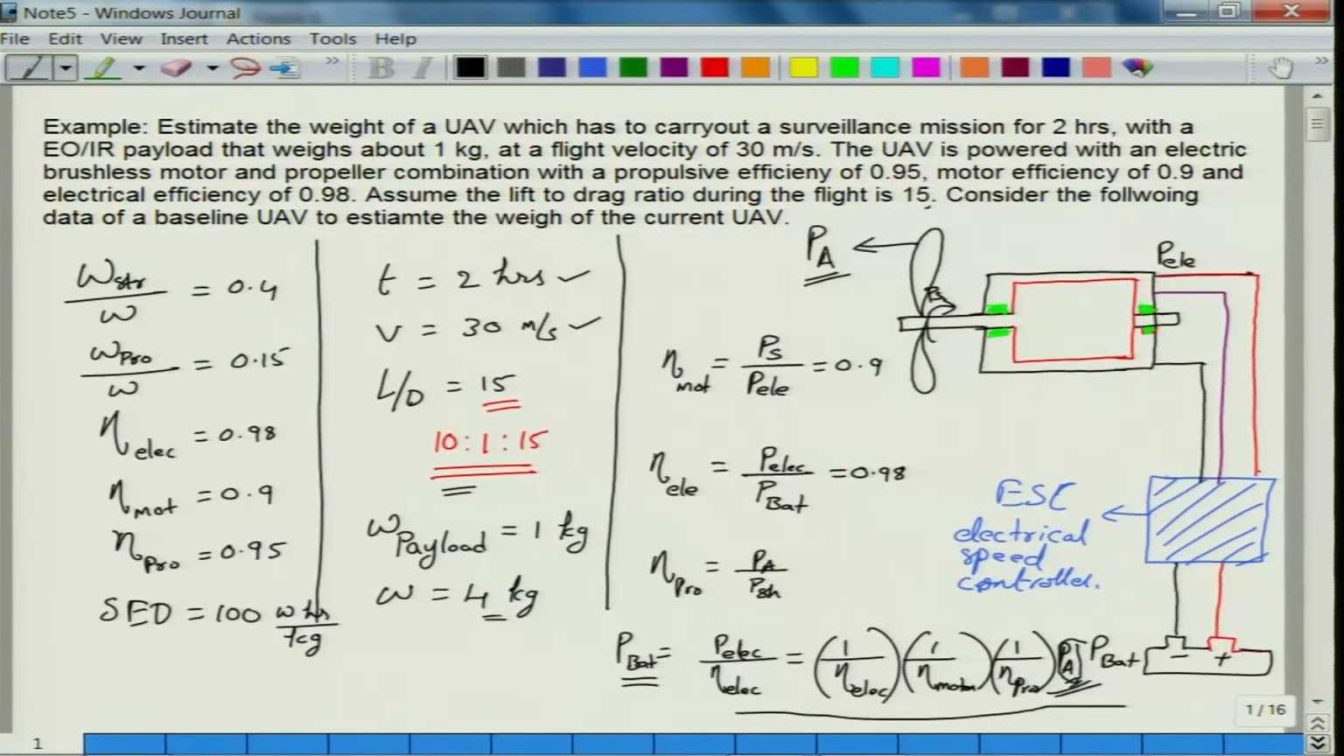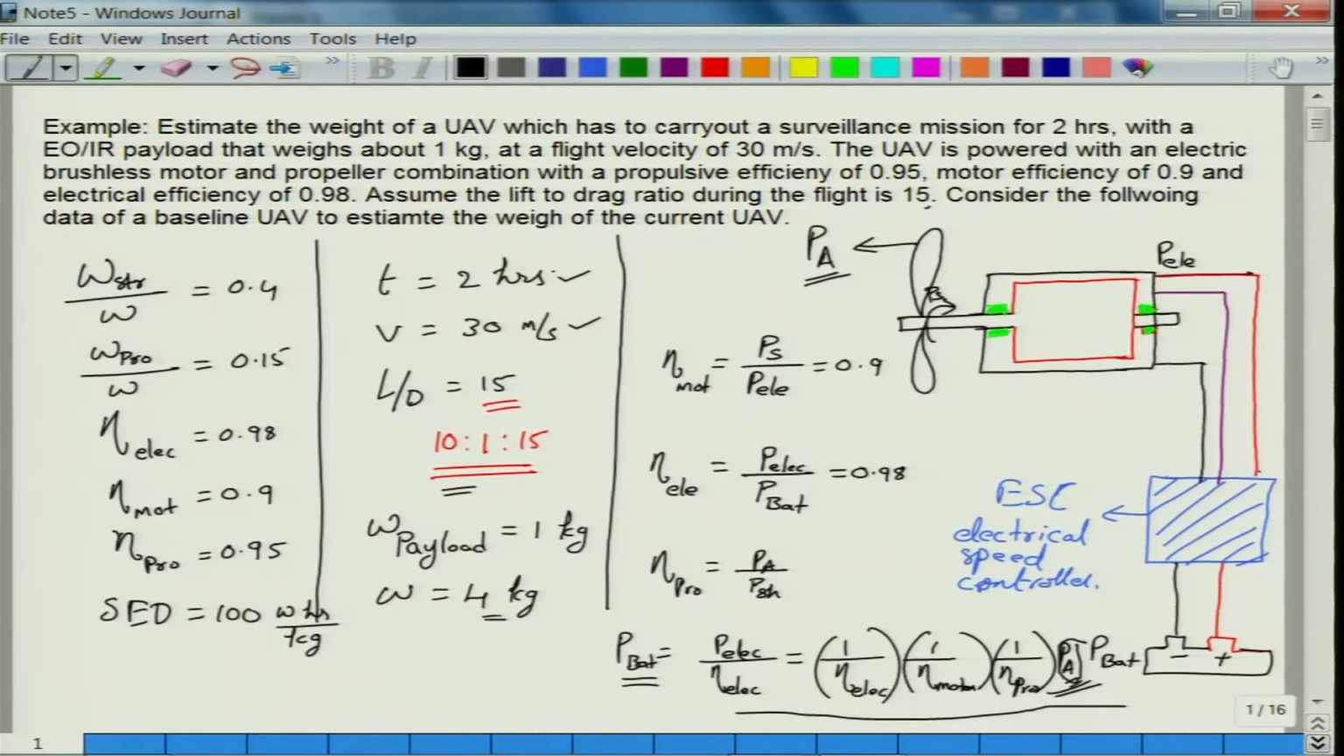Dear friends, welcome back. In our previous lecture we solved a weight estimation problem, where the UAV that we considered has to perform a surveillance mission for 2 hours, carrying a payload of an electro-optical and IR sensor, which weighs about 1 kg, with a flight velocity of 30 meters per second. What we are asked is: what will be the total takeoff weight of the system if the cruise flight happens at an L/d of 15? We were also given the data about efficiency.